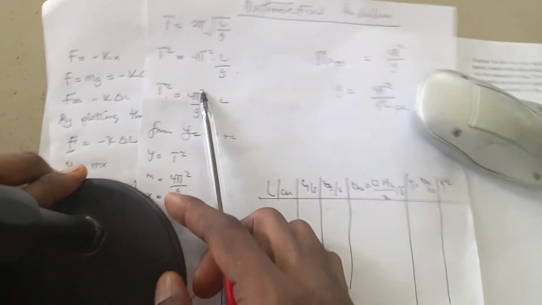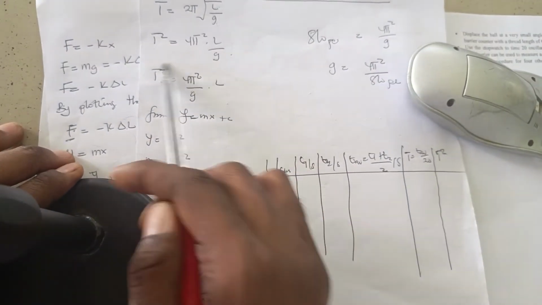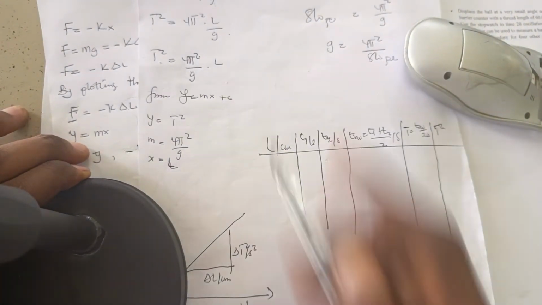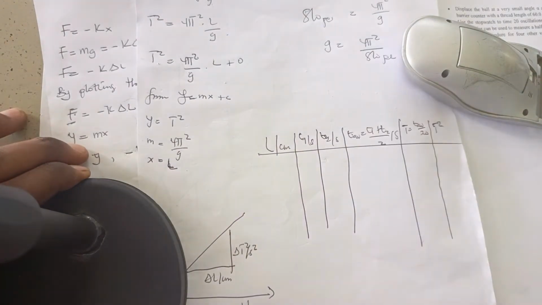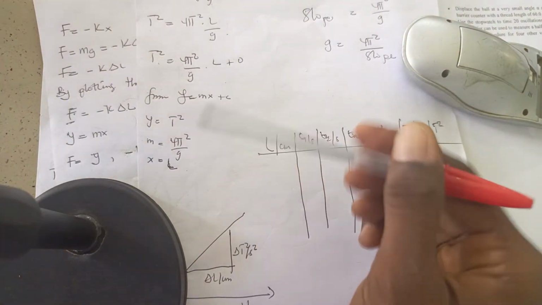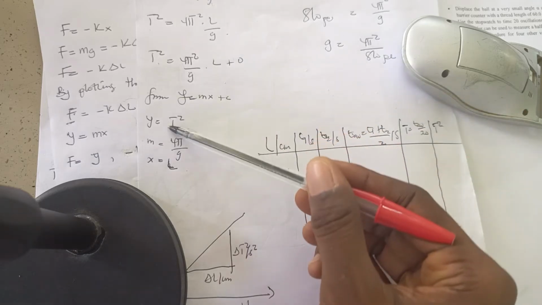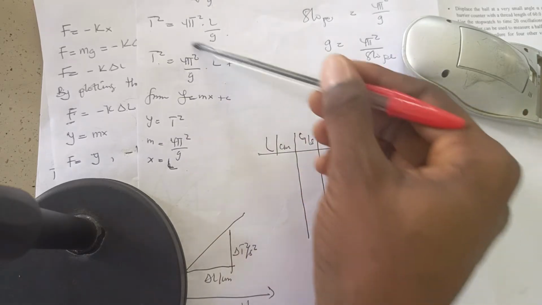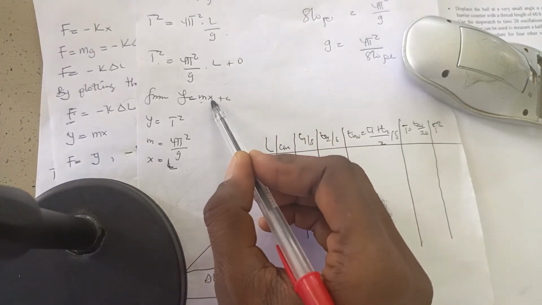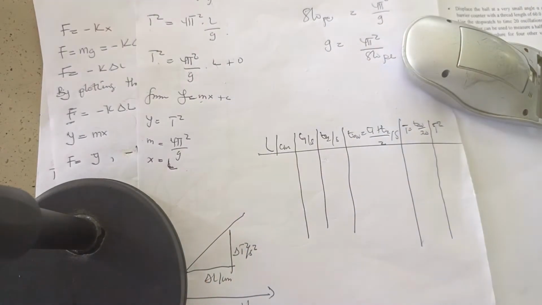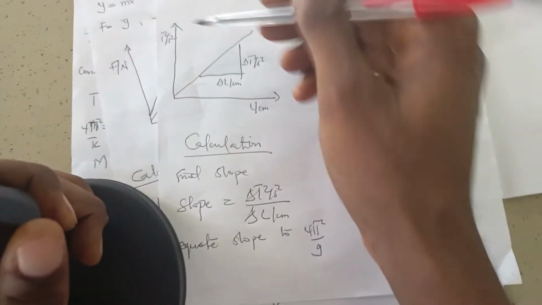What we do is remove or separate this to look like this. But of course, there is no plus C there, so it's 0. So the next thing we do is this becomes our Y. The whole of this becomes our slope. And then this L is what we are plotting on the x-axis. So that's how the graph looks.